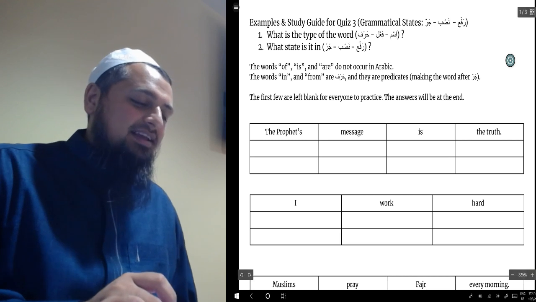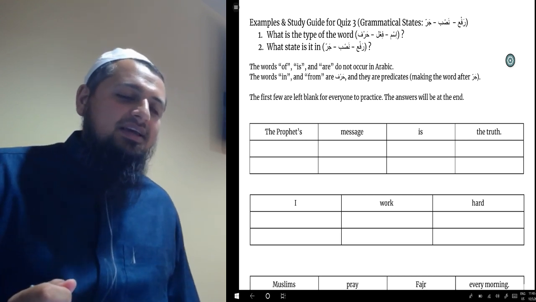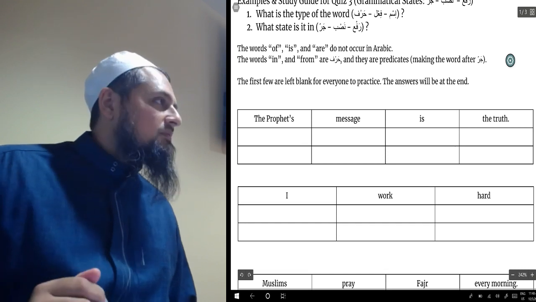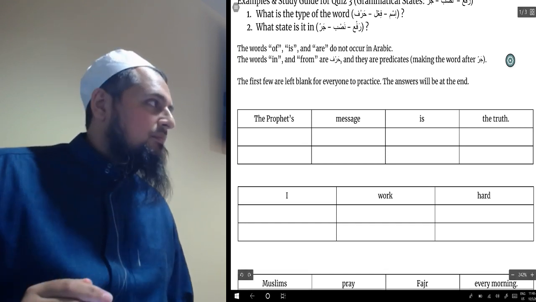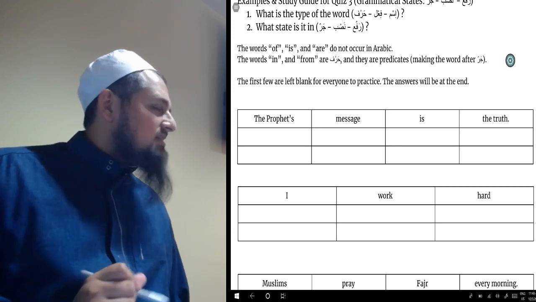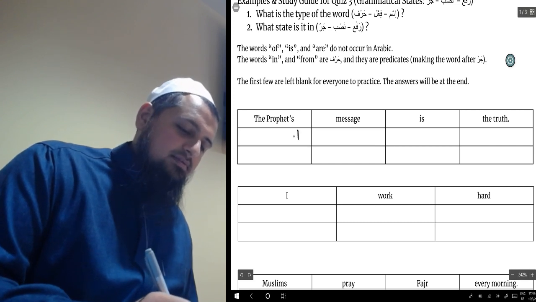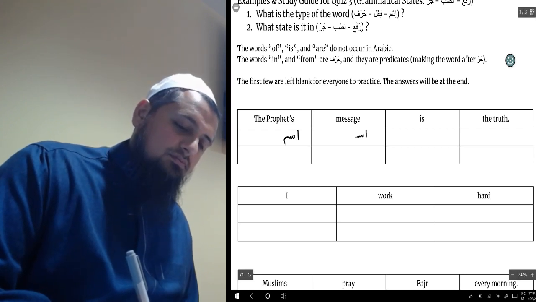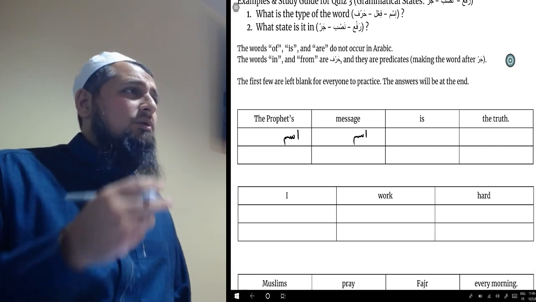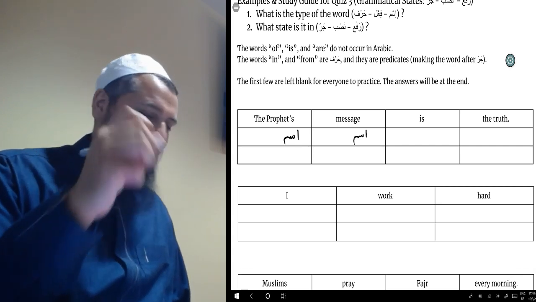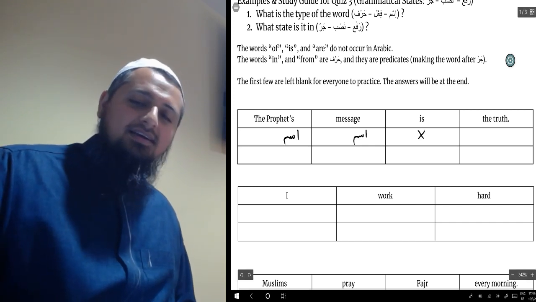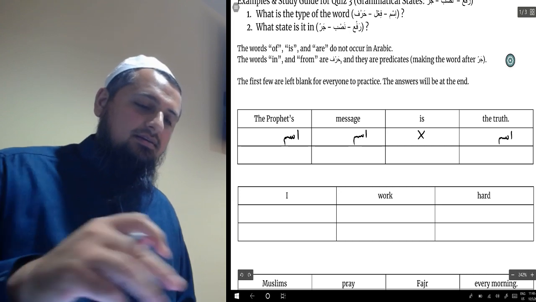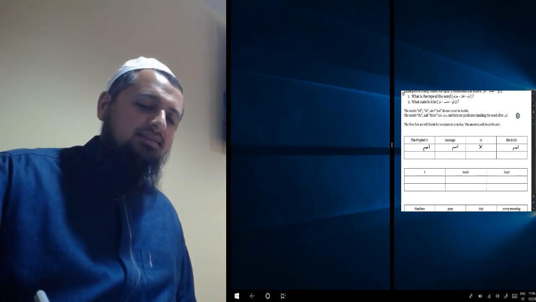Alright. The words in and from are harf, and they are predicates making the word after jar. Alright, so Bismillah. The Prophet's message is the truth. Alright, what is the Prophet? Is it an ism, fi'l, or harf? That is an ism. So we'll write ismun. What about message? It's ism. Ismun. Is. The word is doesn't really exist in the Arabic language. Alright. The truth. Ism. Alright. And just for the sake of comparison, I'm going to write this sentence out in Arabic as well.